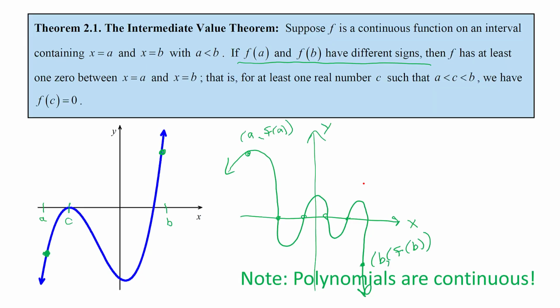oh, I missed one little thing, let me go back a sec. I missed making a note that polynomials are always continuous. So polynomial functions are continuous everywhere on their graphs. That's why the intermediate value theorem is nice to have right now when we're working with polynomial functions.